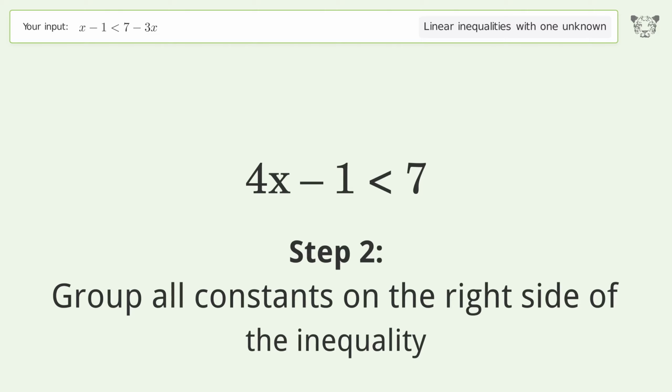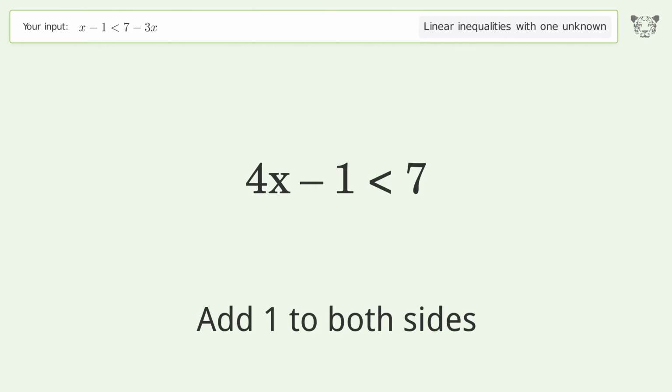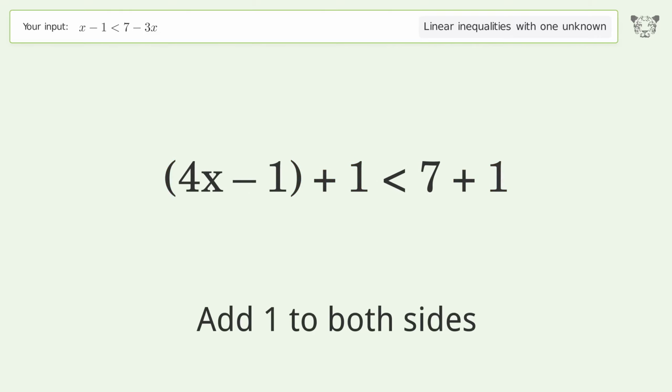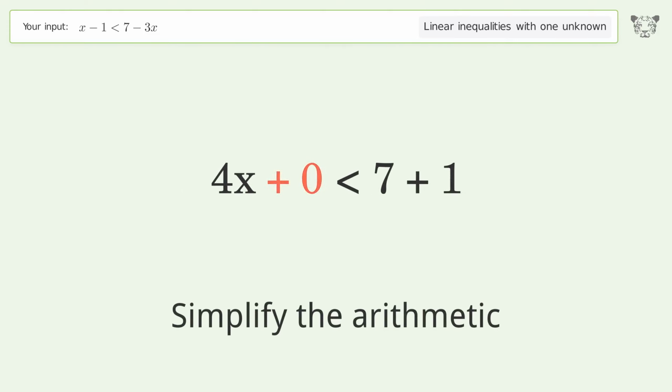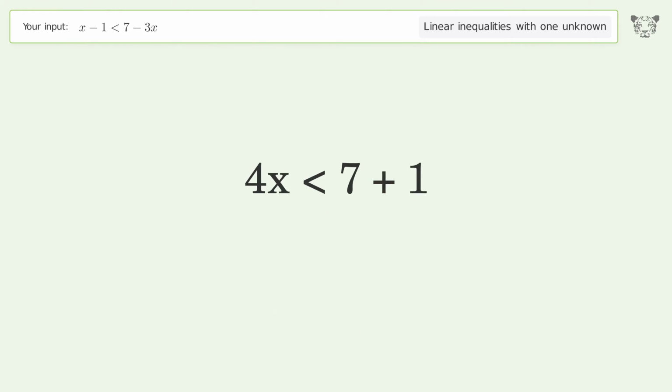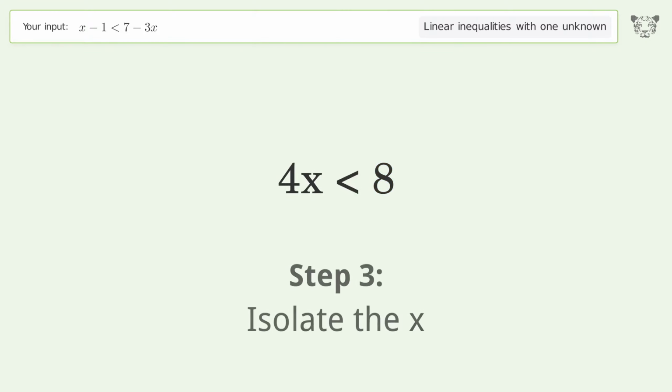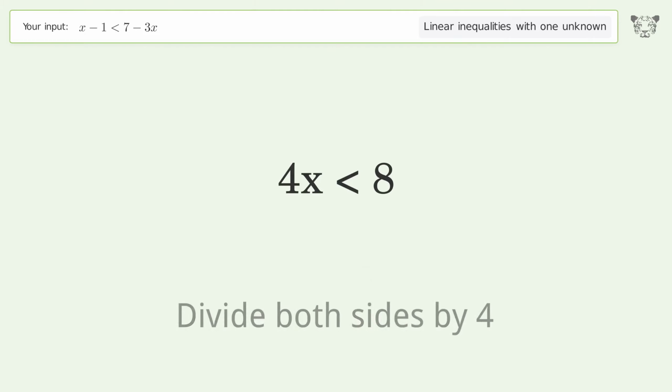Group all constants on the right side of the inequality. Add 1 to both sides. Simplify the arithmetic. Isolate the x. Divide both sides by 4.